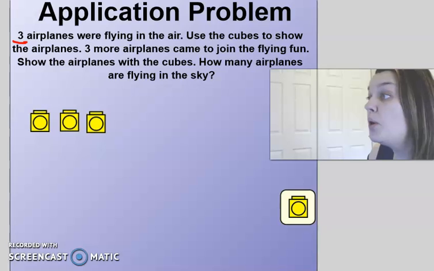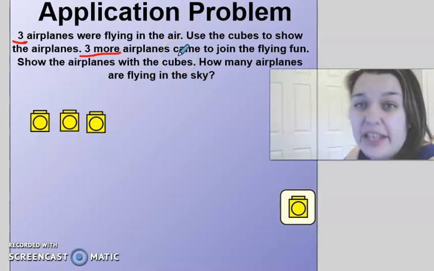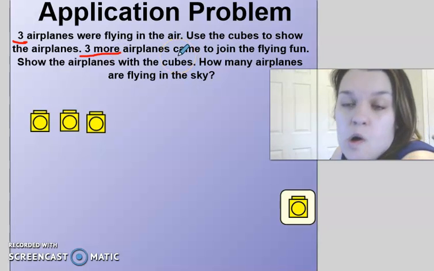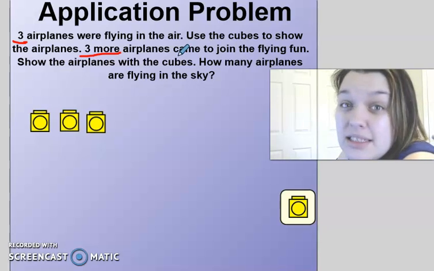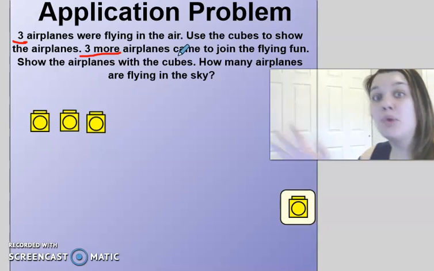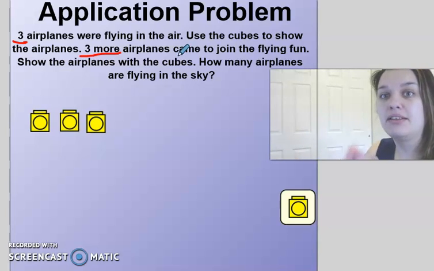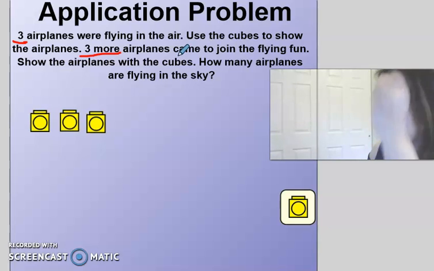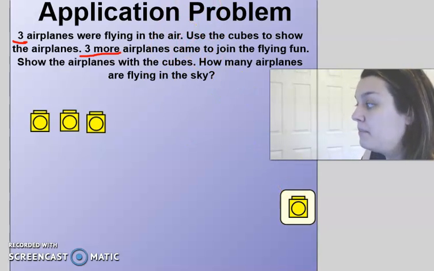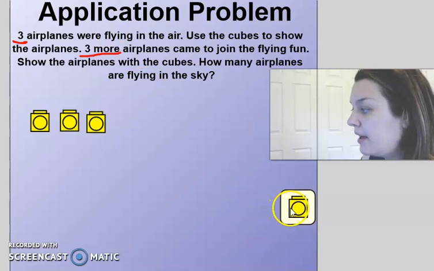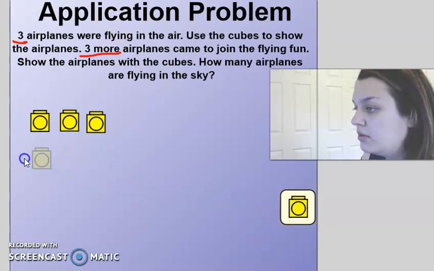3 more airplanes. So when we see the word more, think of if you wanted more cookies or more pizza or more toys or more books, anything. When you want more, it means to get some. Not give any, but get some. So you want more. So we're going to add more. More always is going to mean add. Okay? So here we go.